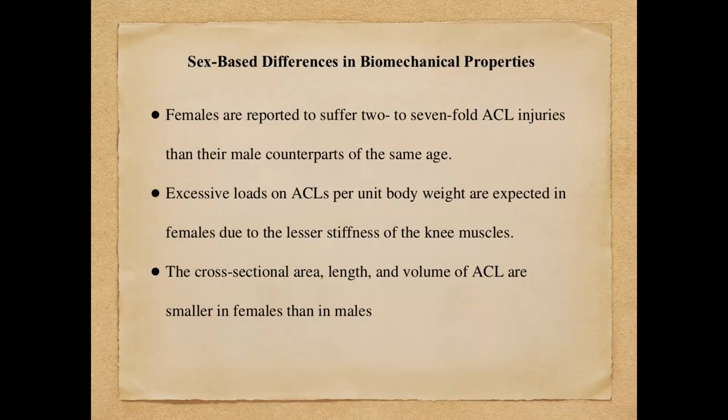Sex-based difference in biomechanical property. Females are reported to suffer 2 to 7 fold more ACL injuries than their male counterparts of the same age. Excessive load on the ACL per unit body weight is expected in females due to the lesser stiffness of the knee muscles. The cross-sectional area, length, and volume of the ACL are smaller in females than males.